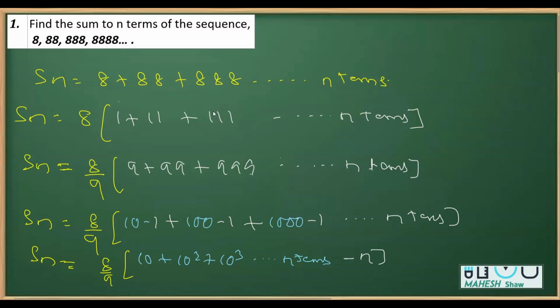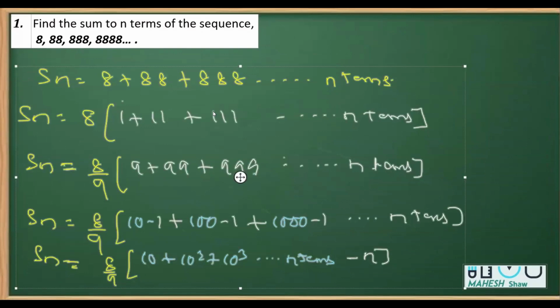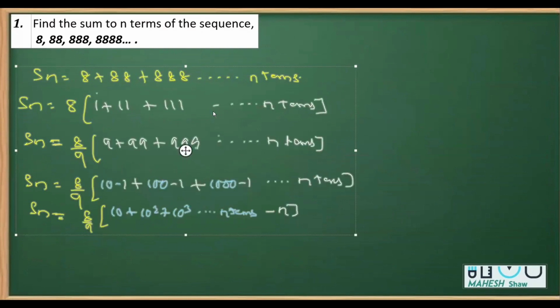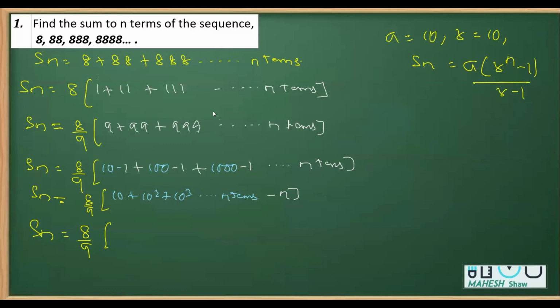Now you can figure out that we got a GP here, and the GP is what I've written with the blue ink. So let's begin solving the next part. This is going to be 8 by 9 only. Check here, this is a GP, right? So GP where a, which is the first term, is 10, r, which is the common ratio. What's the common ratio here? That is 10 again, right? And n is n, so we'll be finding Sn. And we are going to use the formula a times r raised to the power n minus 1 over r minus 1.